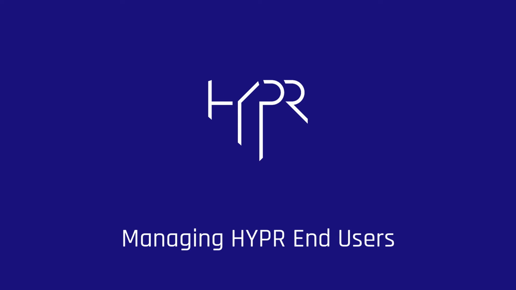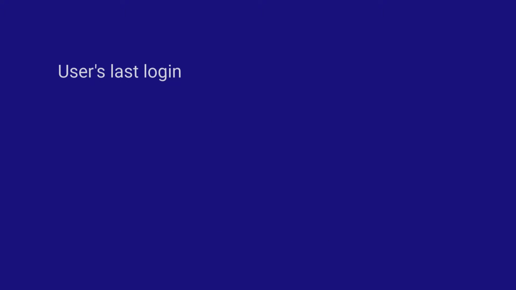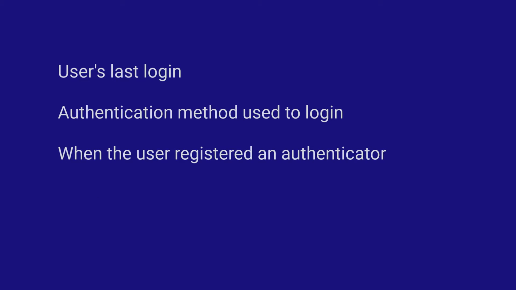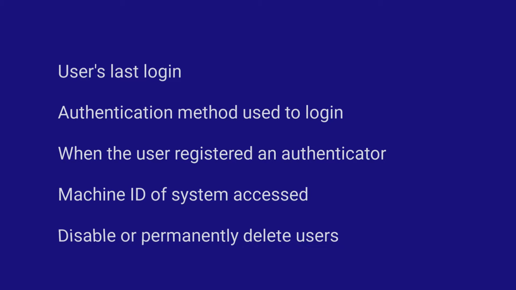User management is where an administrator can manage all relying party users. It empowers an admin to oversee the user activity and to see further information details such as when the user last logged in, what authenticators are used to log in, when were they registered, and what machine ID was used. Here an admin can disable or delete the user to prevent future login.